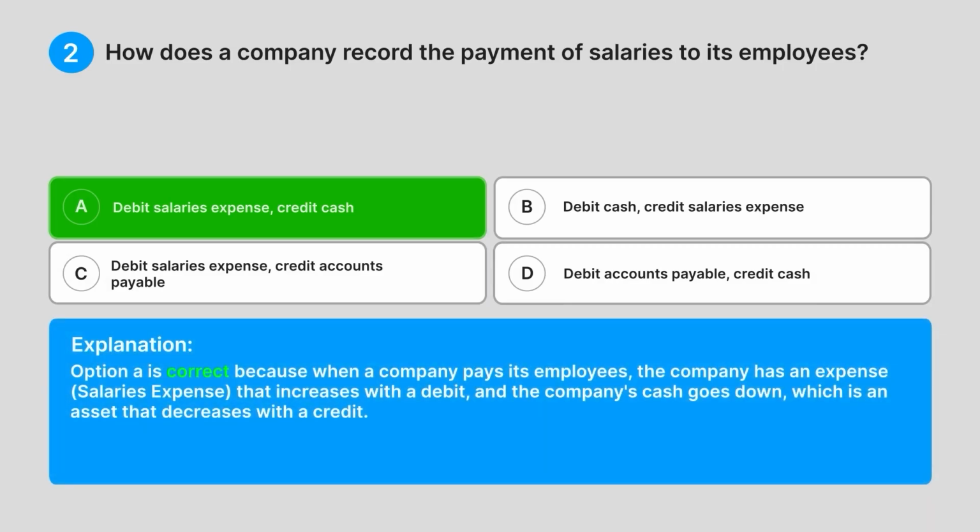Explanation: option A is correct because when a company pays its employees, the company has an expense, salaries expense, that increases with a debit, and the company's cash goes down, which is an asset that decreases with a credit.